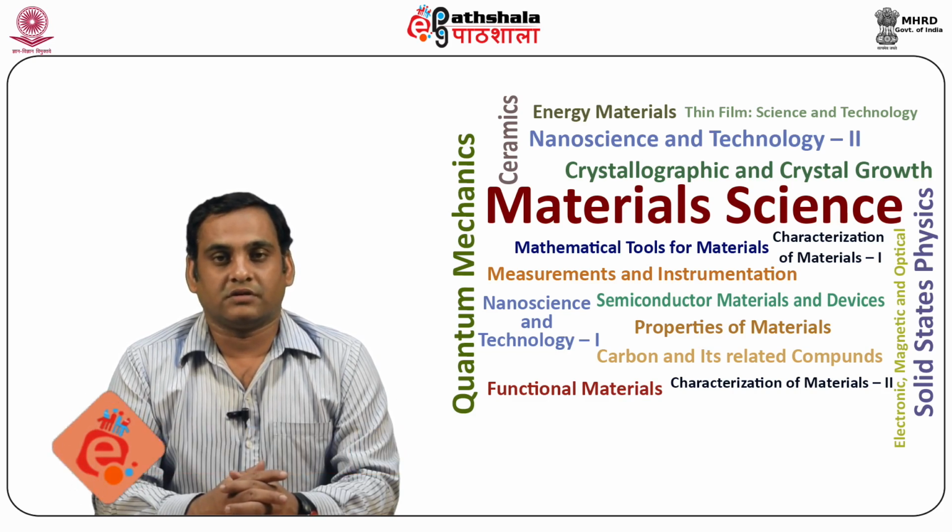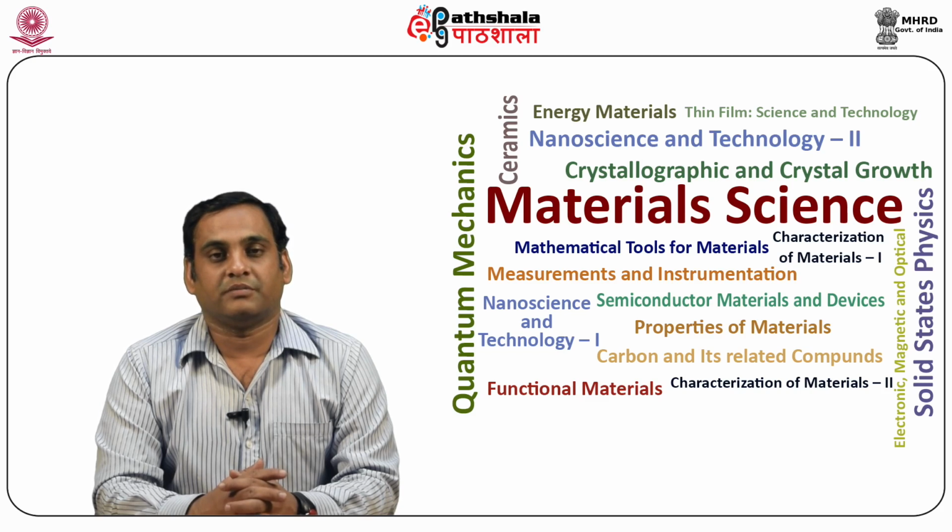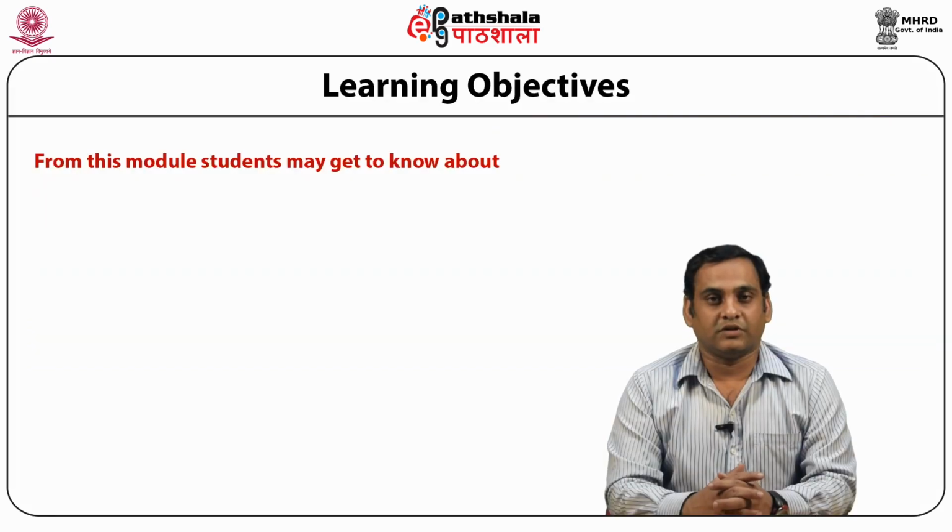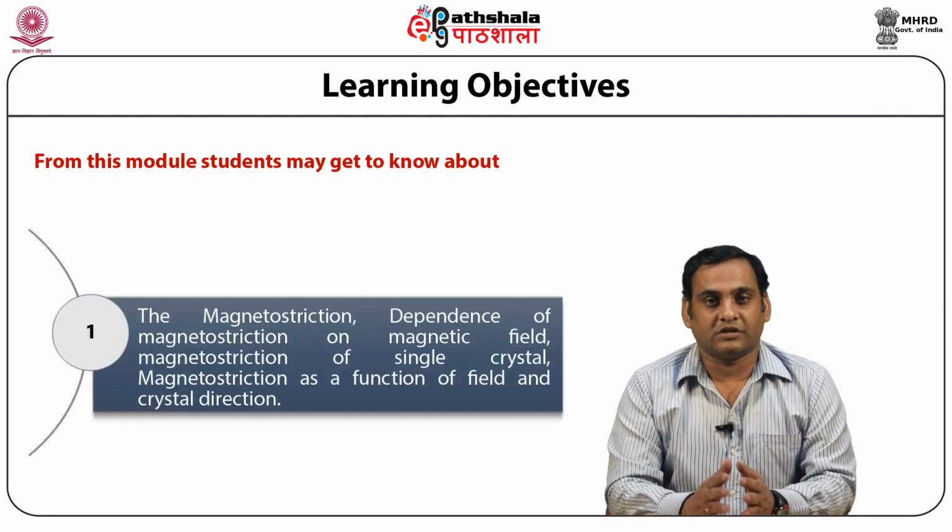Today we are going to discuss the module Magnetic Properties 5 from the paper Electronic, Magnetic and Optical Properties of Materials. From this module, students may get to know about magnetostriction, dependence of magnetostriction on magnetic field, magnetostriction of single crystal, and magnetostriction as a function of field and crystal direction.